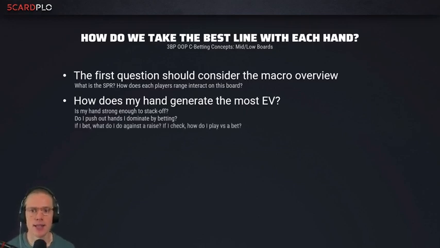Another thing to think about is if we do bet, what do we do versus a raise? And the same goes for if we check our hand, what do we do versus a bet? These are important things to consider, because this can skew our decision toward betting if we don't mind folding against a raise, or maybe we would prefer to play our hand as a check because we can check call, but we don't want to bet fold our hand, for instance. So let's take these concepts and apply them in some more practical examples.